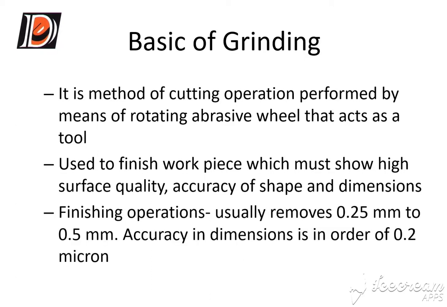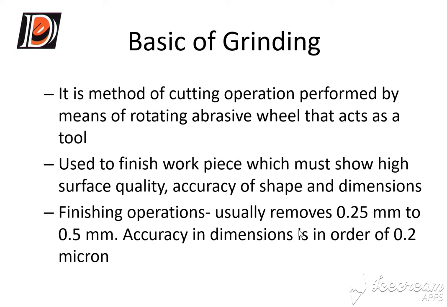And in precision grinding we are removing a very small amount of material from the workpiece. Here the material which can be removed is up to 0.5 mm. So between 0.25 mm to 0.5 mm we are removing the material with an accuracy of 0.2 micron.